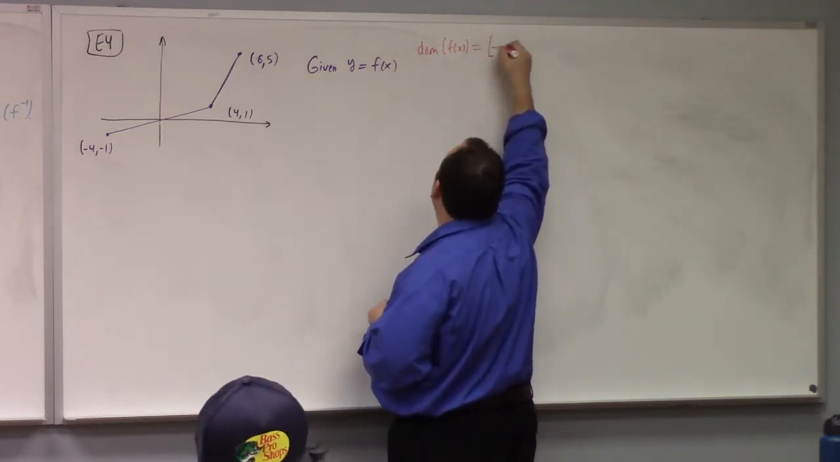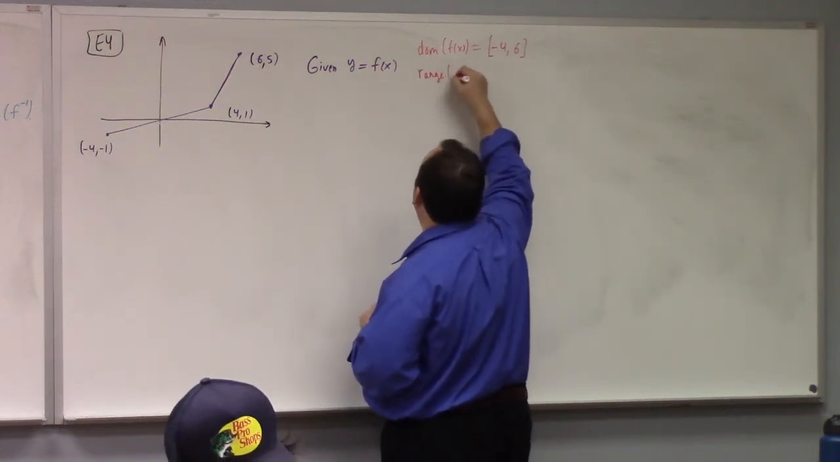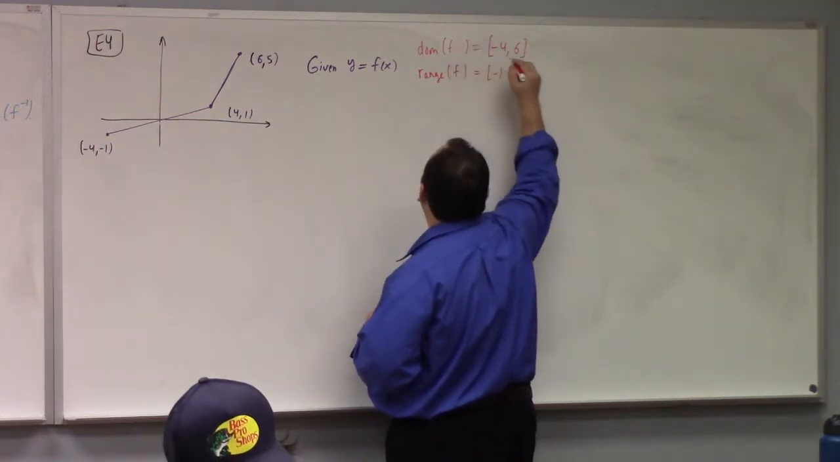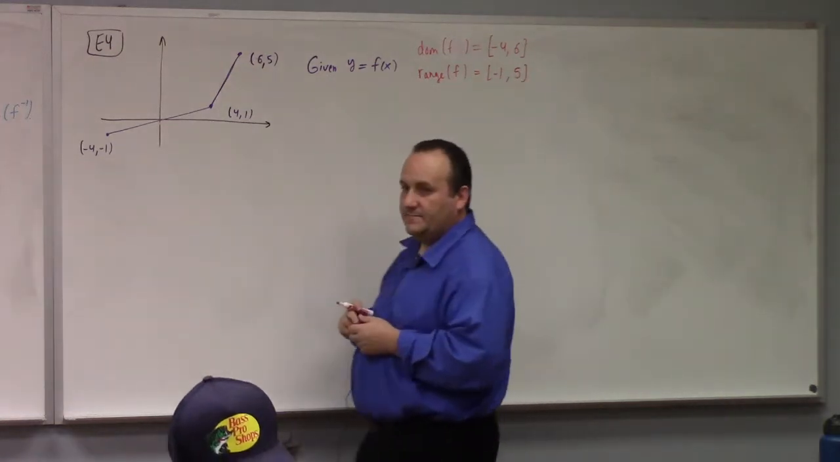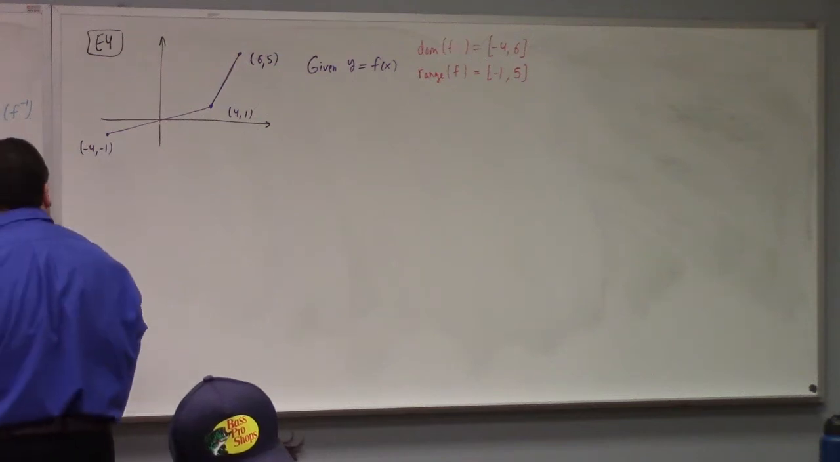Domain is minus 4 to 6. And the range is what? The range of f, minus 1 to 5. Okay, yeah, I'll buy it. Sure. Now let's graph the inverse. What's the inverse graph look like?